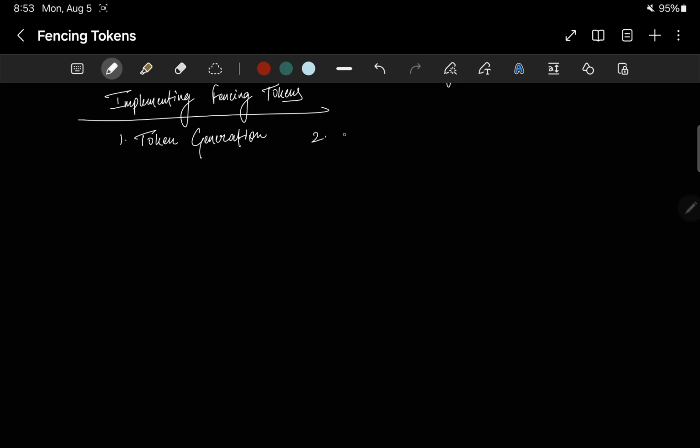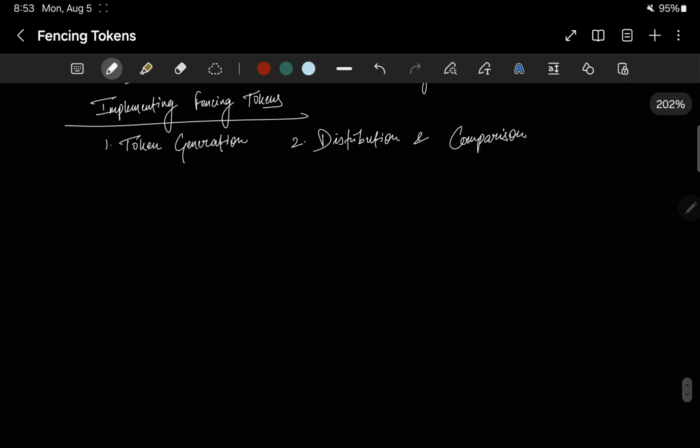Then next comes distribution and comparison. So first let's talk about the distribution mechanism. Fencing tokens are efficiently distributed across nodes within distributed systems to ensure a consistent and synchronized view. This distribution mechanism often involves a reliable communication protocol to transmit token information. So each node gets its own token.